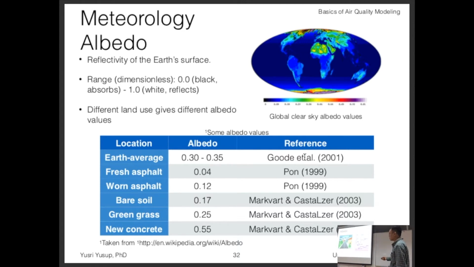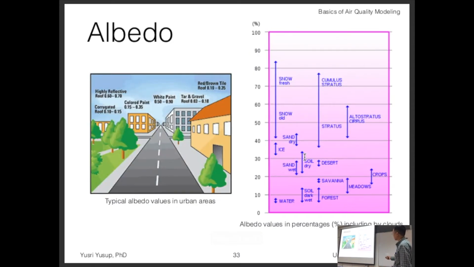So albedo values in percentages, including by clouds. This is percentage from 0 to 100%. Fresh snow goes from 0.4 to 0.9, and so on. Right? So you can see different albedo values from different surfaces. Because this is a basic parameter that you need to input into the model. They will ask you for the albedo values of the surface. And these are the values. When you look at your surface, you need to choose the proper albedo values for that area.